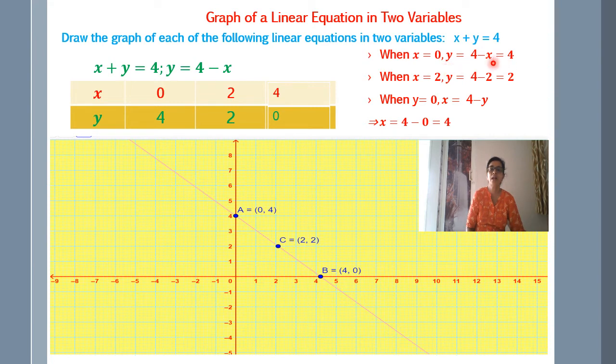In that equation, I have replaced x with 0. I have removed x and replaced it with 0. So I get y is equal to 4, right?